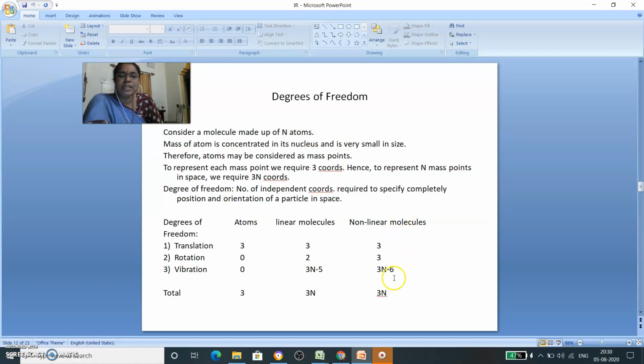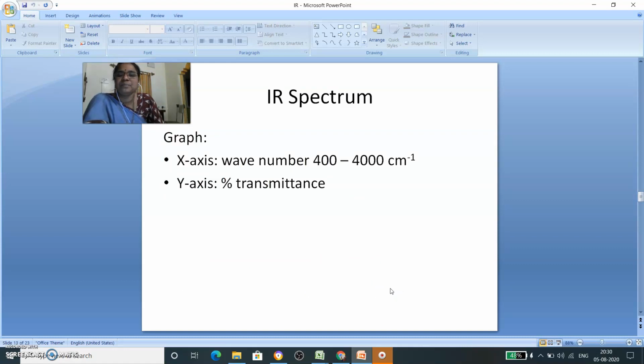Right? For non-linear molecules, this is... So, translational, all are equal. If you see a rotation, it is going to increase one by another. In case of vibration, for atoms, it will not exhibit any case. Rotational vibration is not applicable for atoms, only for molecules. Molecules are of 2 types, linear and non-linear. In case of linear, it is 3n minus 5, and non-linear, it is 3n minus 6.